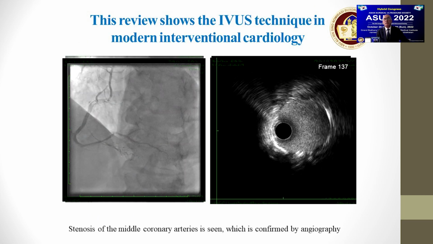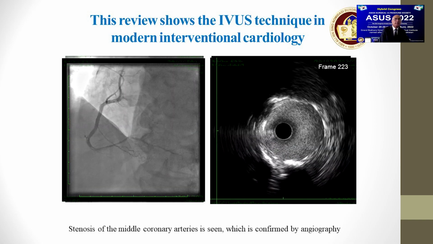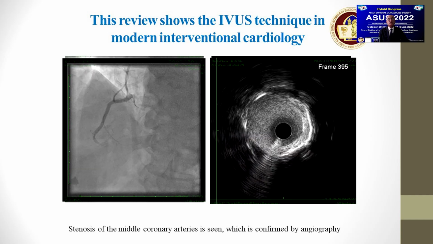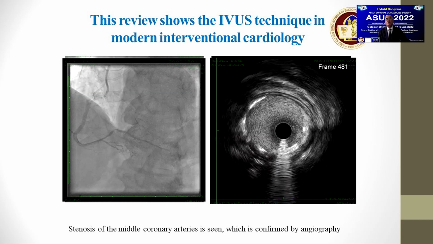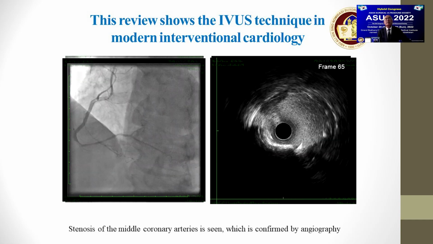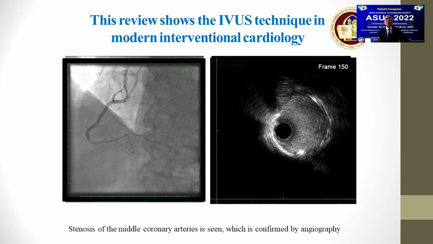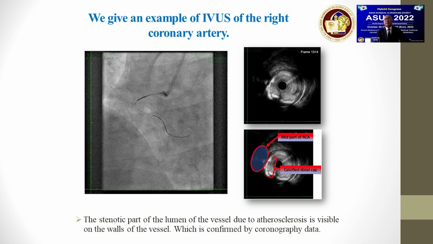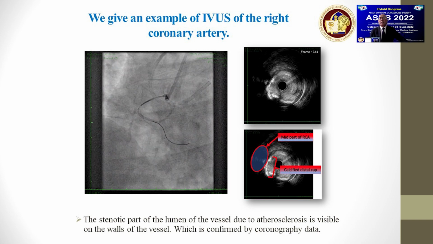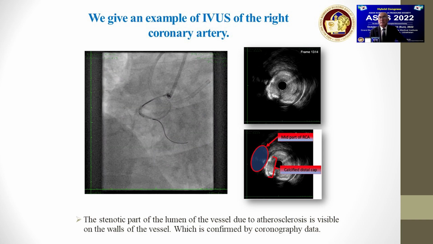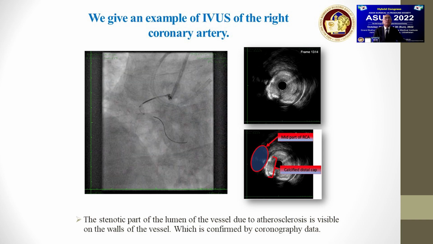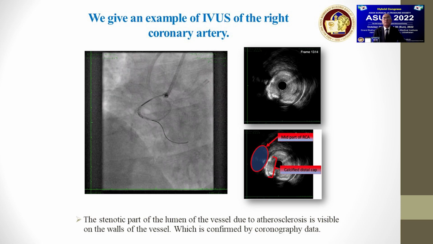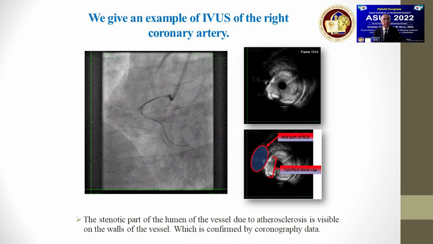This review shows the intravascular ultrasonography technique in modern interventional cardiology. The stenosis of the middle coronary arteries is seen, which is confirmed by angiography. We gave an example of an intravascular ultrasound of the right coronary artery. The stenotic part of the lumen of the vessel due to atherosclerosis is visible on the walls of the vessel, which is confirmed by coronarography data.